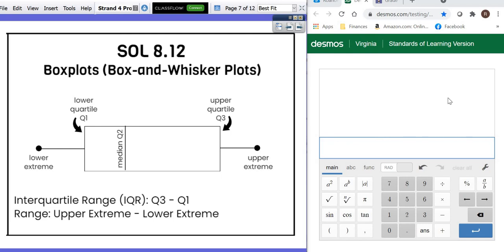Alrighty, it's time to talk about box and whisker plots, or box plots. This was a quick lesson, so we're going to try to give you some review. A box and whisker plot looks like what you see here on the screen.